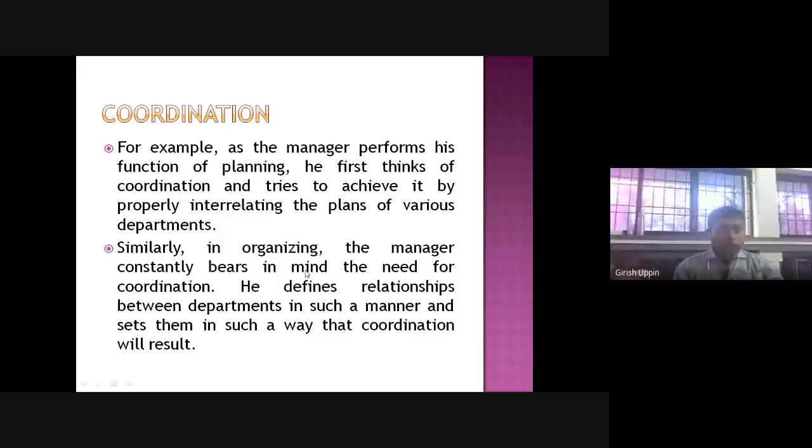Similarly, in the case of organizing, the manager constantly bears in mind the need for coordination. He defines the relationship between the departments in such a manner and sets them in such a way that coordination will result. When he is organizing, he will consider the other departments, what kind of relations will be kept with them, and what kind of coordination has to be done with those departments will be clearly mentioned at the organizing stage.